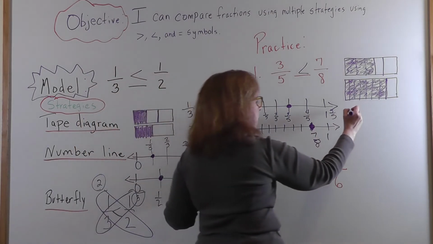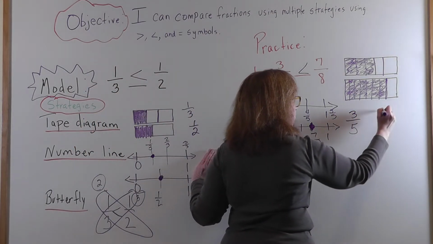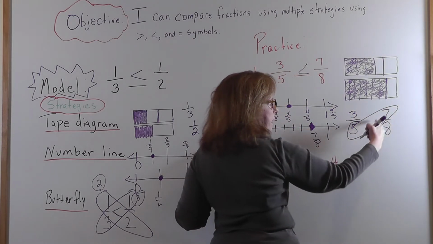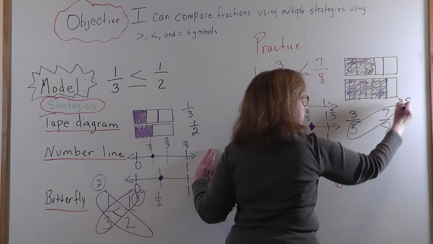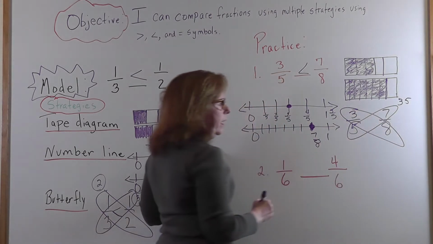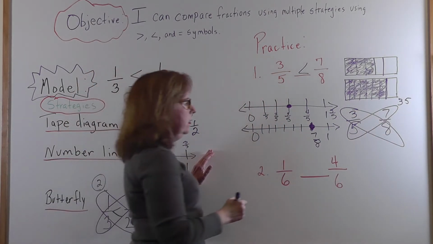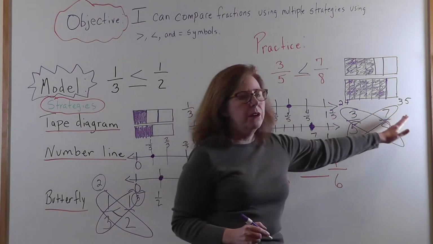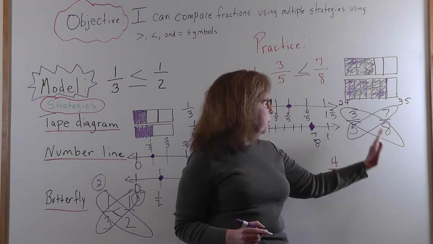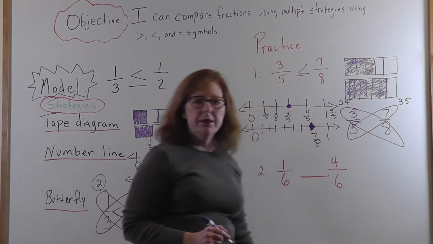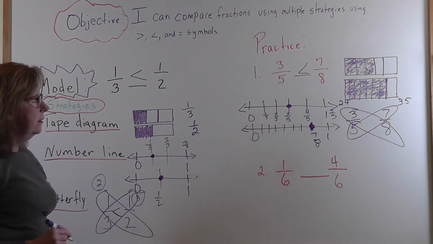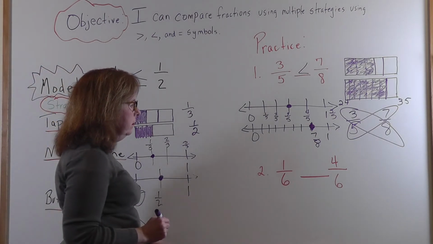And then if I do the butterfly strategy, I'll go 5 times 7 is 35. And 3 times 8 is 24. 24 is less than 35. So 3/5 is less than 7/8. Okay? Now let's do another one.